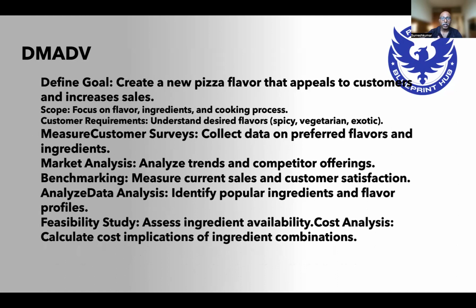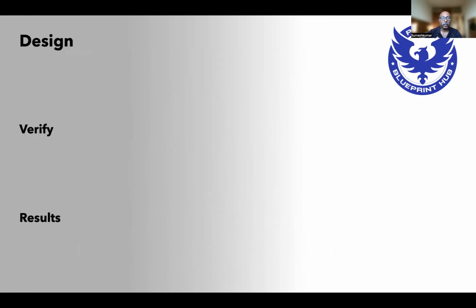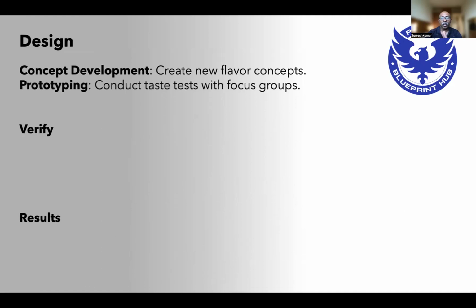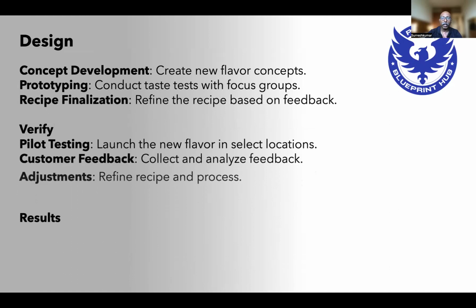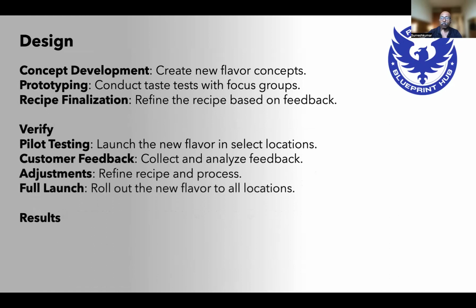Feasibility study: assess ingredient availability and do a cost analysis, calculating the cost of implementing ingredient combinations. So these are the things in DMADV. Then we design the concept: develop and create a new flavor, conduct tests with focus groups, and finalize the recipe based on the feedback. Verify: pilot testing, launching the new flavor in select locations, collecting customer feedback, and making adjustments, refining the recipe and processes. Then full launch.